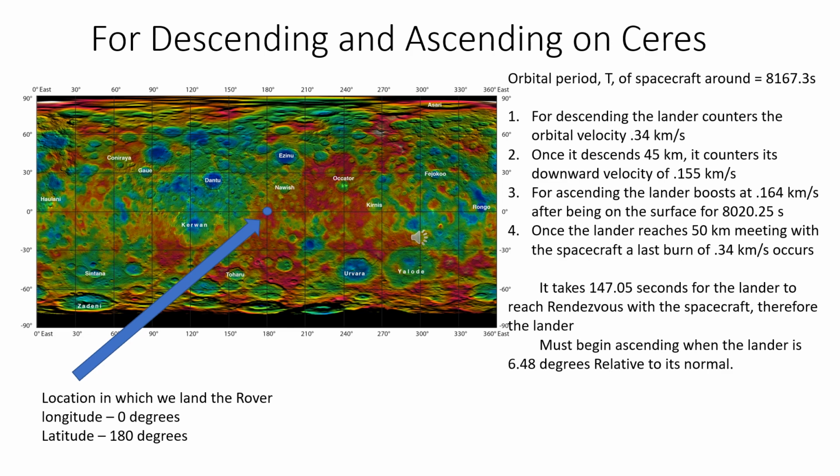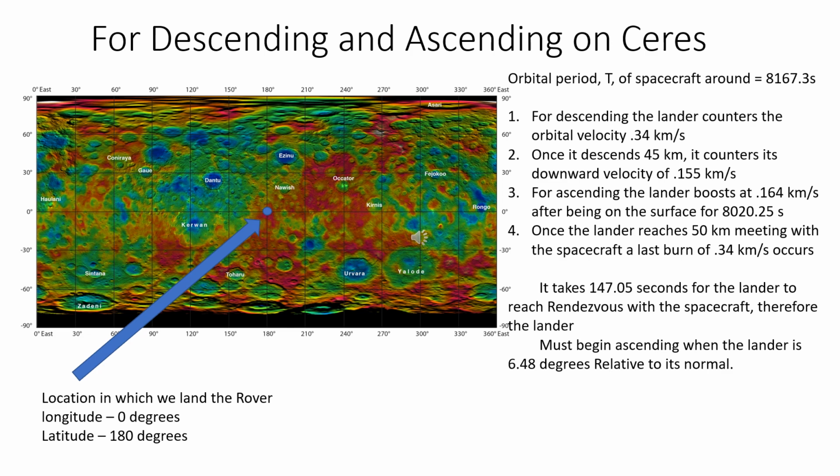This brings the lander to 0, allowing it to free fall, and as it descends, once it reaches 45 kilometers, it counters its downward velocity of 0.155 kilometers per second. This allows the lander to land safely and gives it 5 kilometers of a drop before hitting the ground.